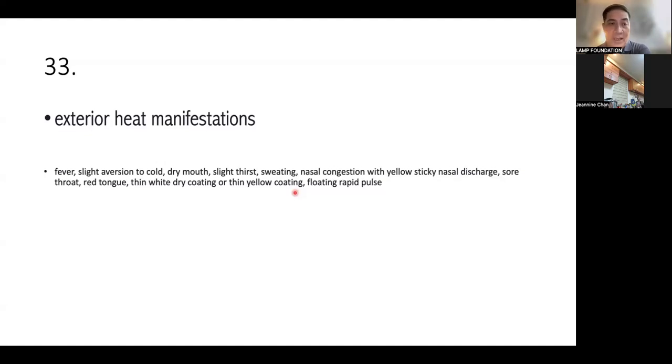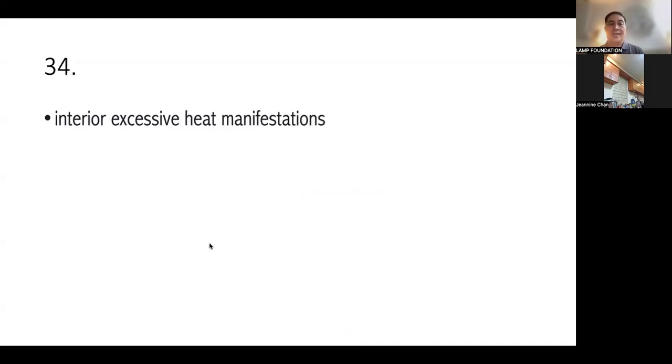And I'm very, very happy because someone sent me pictures of his tongue. I don't know if he has a background already. I think he really loved the practicum kasi pinakita niya yung ano niya, numipis yung coating talaga. He was so happy. Next, let's go to the manifestation. This time from exterior we go to interior, excess heat.